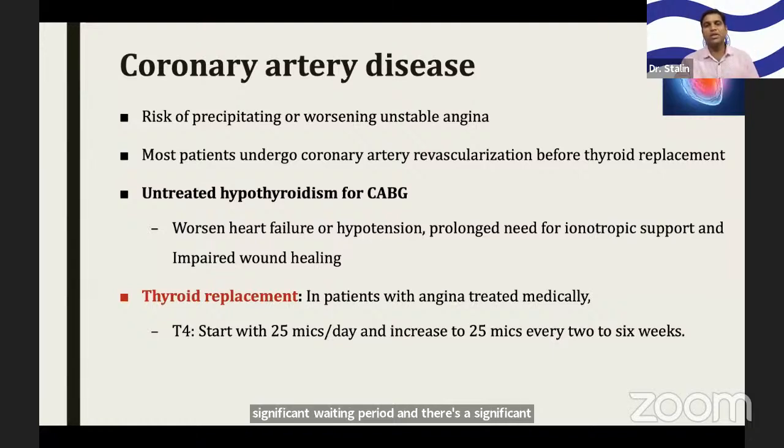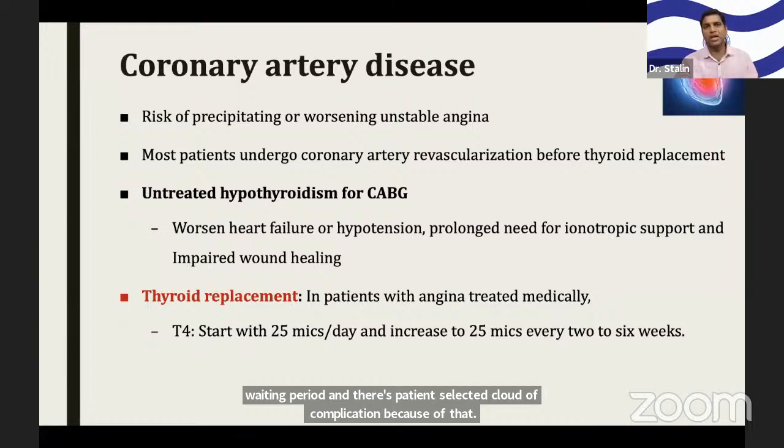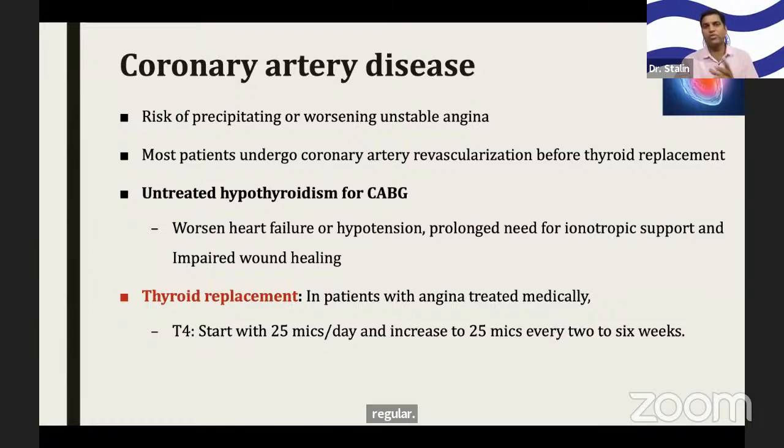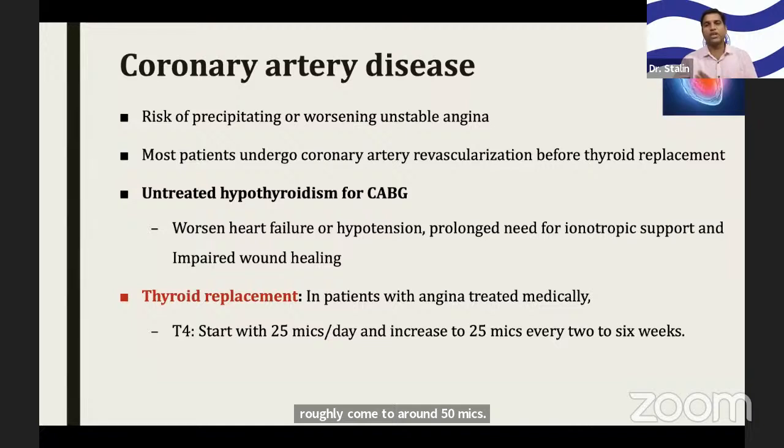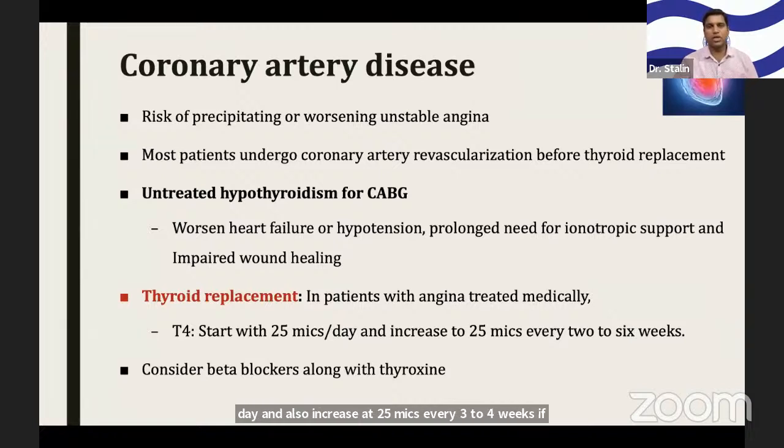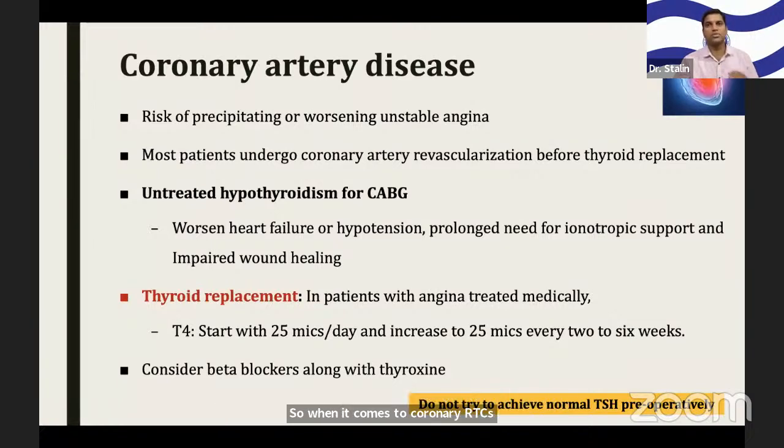Then you have to start with a lesser than the regular dose. Usually we start with 1.6 mcg per kg, which will roughly come to around 50 to 75 mcg. But in these patients, we should start with only 25 mcg per day and increase by 25 mcg every 3 to 4 weeks if you are planning for surgery at a later stage. We should also consider giving beta blockers along with thyroxine, to counter the effects of thyroxine. So when it comes to coronary artery disease patients, do not try to achieve normal TSH preoperatively. We should go slowly and try incremental doses of T4.